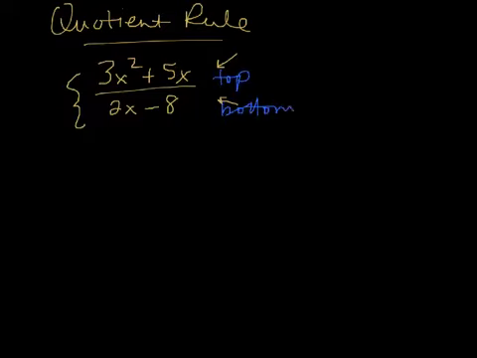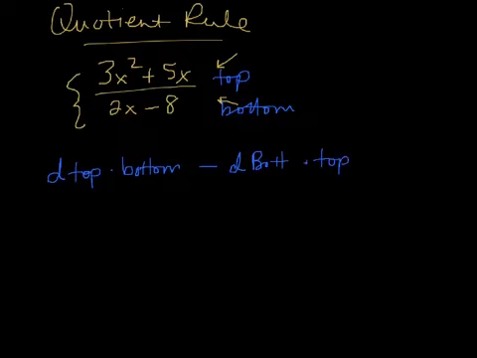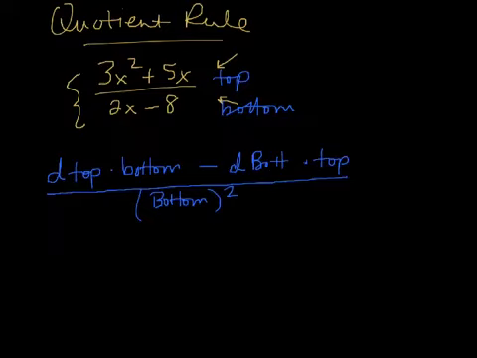So here's the rule. The derivative of the top times the bottom. Not the derivative of the bottom, just the bottom. This time, since it's quotient rule, instead of adding, you're going to do minus the derivative of the bottom times the top. And this one has a funky thing added to it. That whole thing is divided by the bottom squared. So it's funky: derivative of the top times the bottom minus derivative of the bottom times the top, and then the whole thing is over the bottom squared. Don't forget that part. That's the part most students forget.